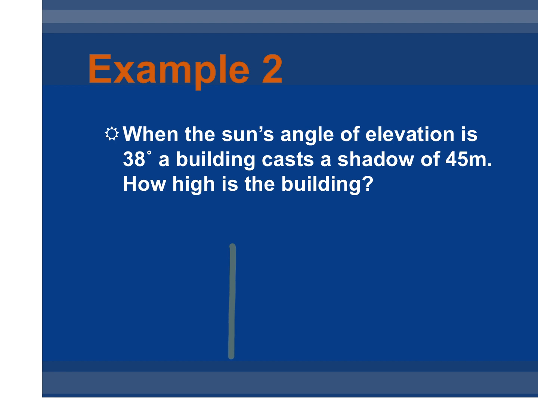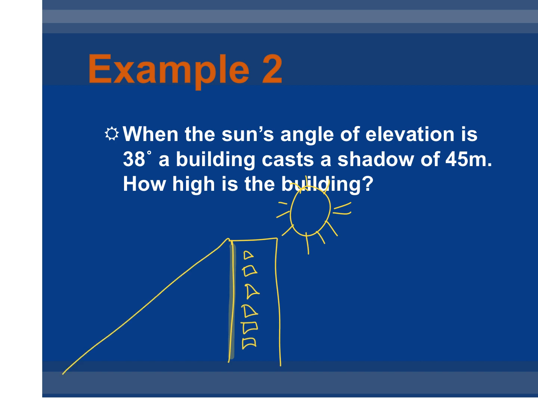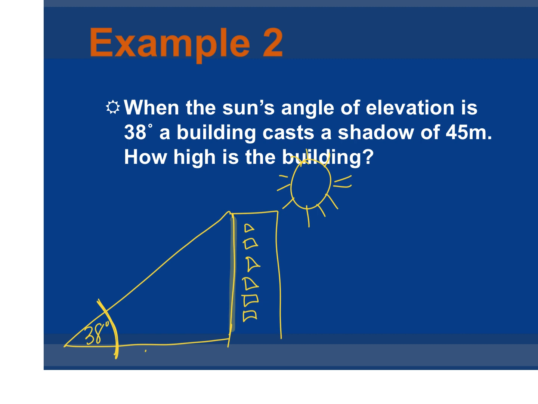Here is my building. Same thing as before, has windows. Looking at my building, here is my sun. And it's casting a shadow on my building. Here is my shadow. The angle of elevation is 38 degrees. It casts a shadow that is 45 meters, just 45 meters. What is the height of the building? That's what I'm trying to figure out.